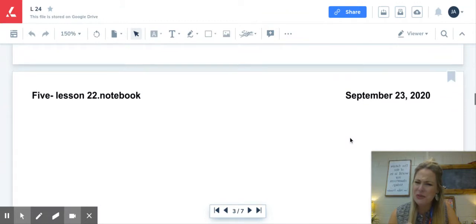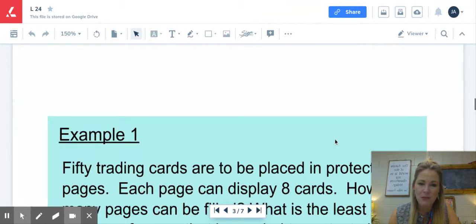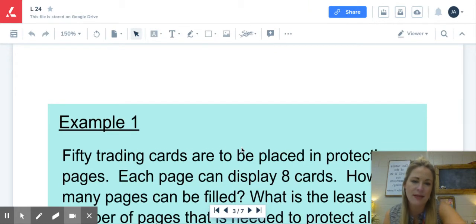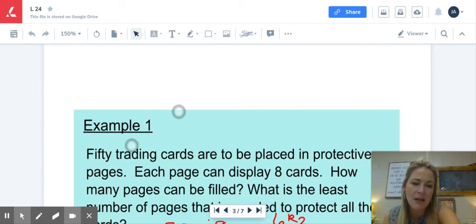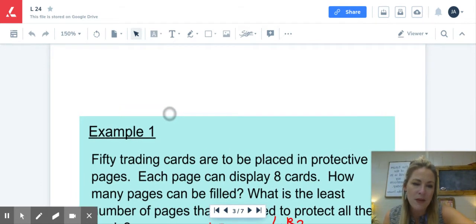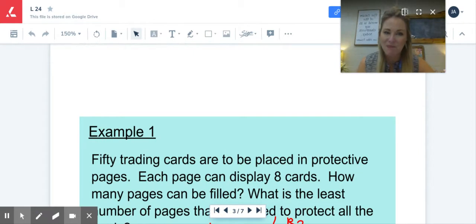I'm going to try to scroll just enough so you don't see my writing. This writing is from earlier in math class. Can I do this where my screen isn't blocking it? Can I move this? Oh, look at that, I can. Excellent. Okay.